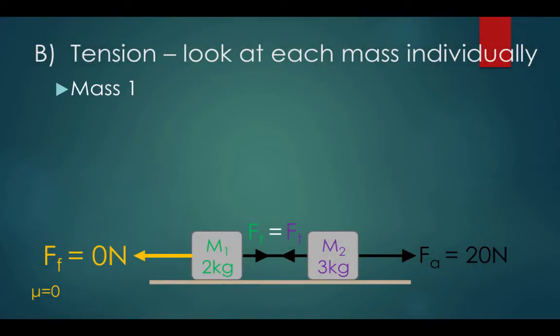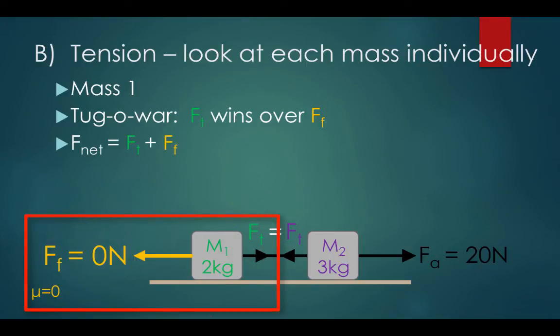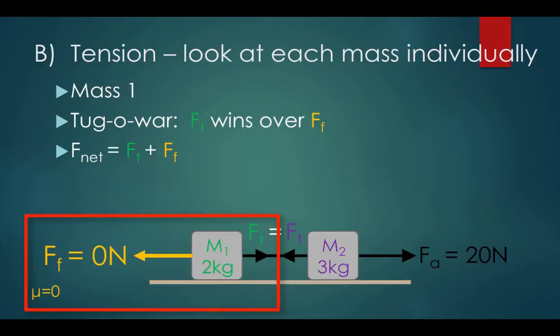Let's start with mass 1. Now who wins the tug-of-war? Tension or force friction? Well, since force friction is 0 and the object moves to the right, force tension wins. Net force on mass 1 is therefore force tension plus force friction. Since force friction is 0, F net is simply force tension. Force tension equals net force.